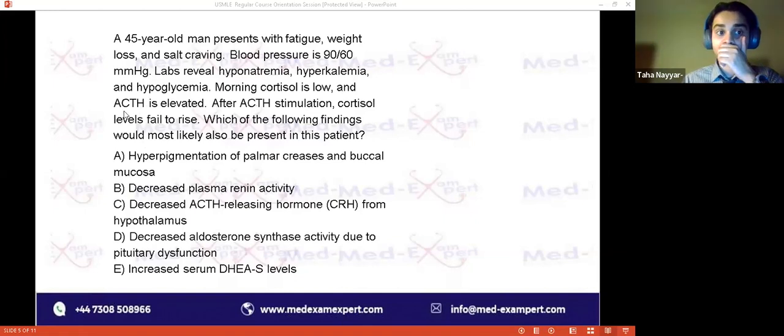And we have higher levels of ACTH. We know that ACTH can also stimulate the melanocytes because it shares a similar precursor with MSH, which is melanocyte stimulating hormone. So at higher concentration, it can act on melanocytes as well, and that will cause hyperpigmentation. So hyperpigmentation of palmar creases and buccal mucosa is the right answer.